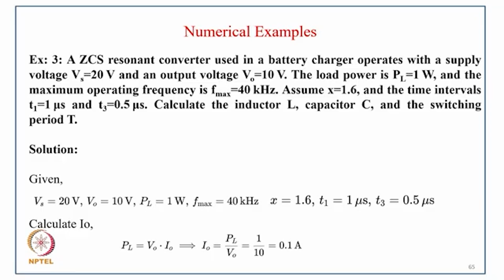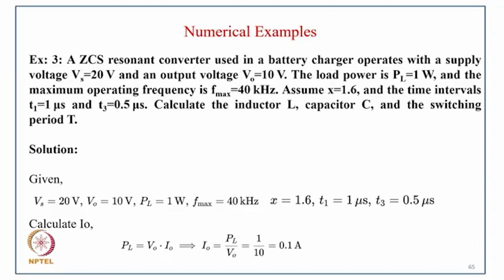Coming to example 3, a zero current switching resonant converter used in a battery charger operates with a supply voltage of Vs equal to 20 volt and output voltage of V0 equal to 10 volt. The load power is PL equal to 1 watt and the maximum operating frequency is F max equal to 40 kilohertz, and assume X equal to 1.6 and time interval T1 equal to 1 microsecond, T3 equal to 0.5 microsecond. Calculate the inductor, capacitor and the switching period.